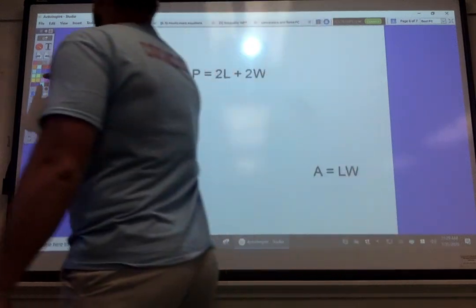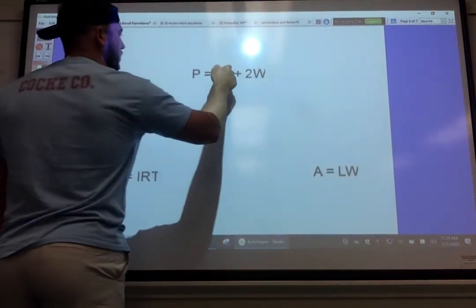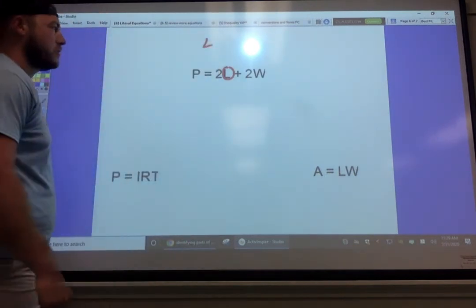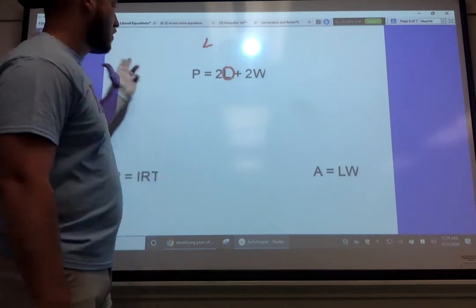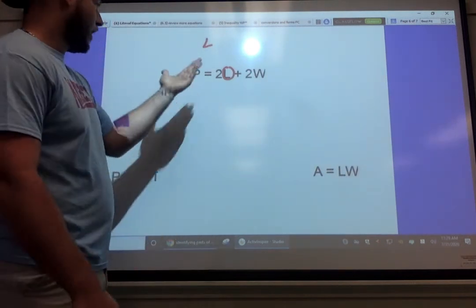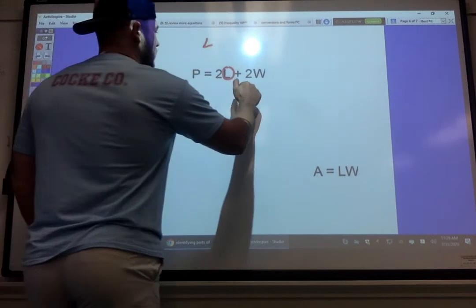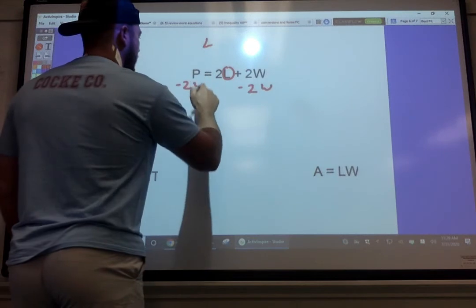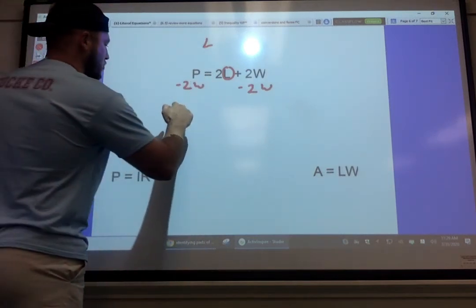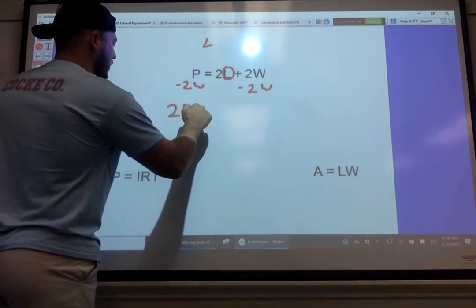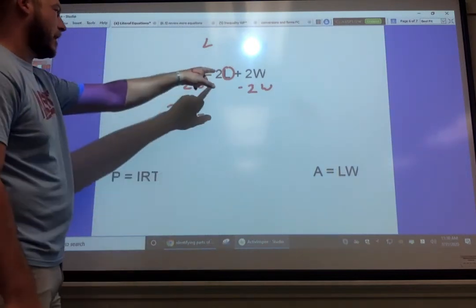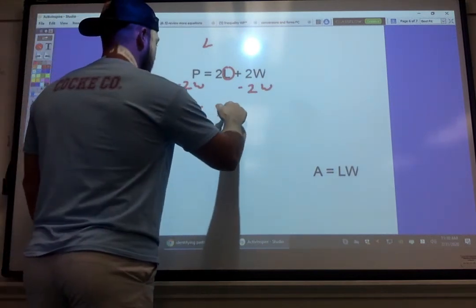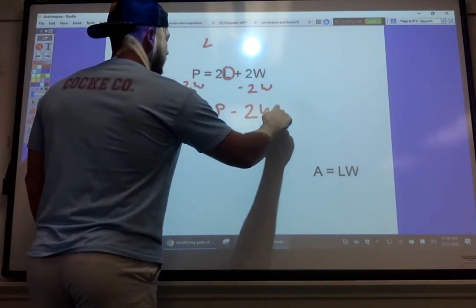We're going to try to get the L by itself. Solving for L. So to do that, we're going to move the 2W over to the other side. And again, it's nothing different. We just recognize this equation. So I'm going to subtract 2W to the other side. I'm going to now rewrite my 2L first. So 2L equals, all I did was I'm now writing this on the left side, right? And then now we have P minus 2W.